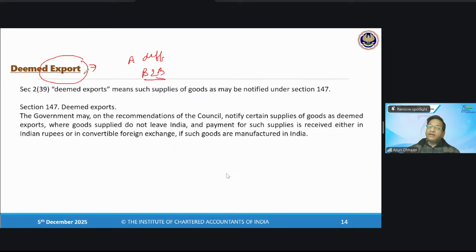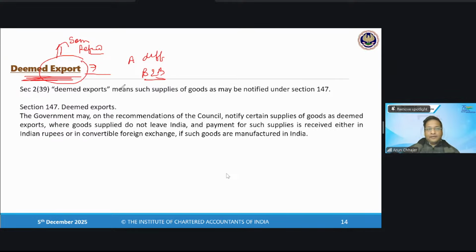Then why do they have the word associated with the export? Because they like to give some benefit, which is refund. They like to give some refund related benefit. So they have made a separate classification of this particular transaction.